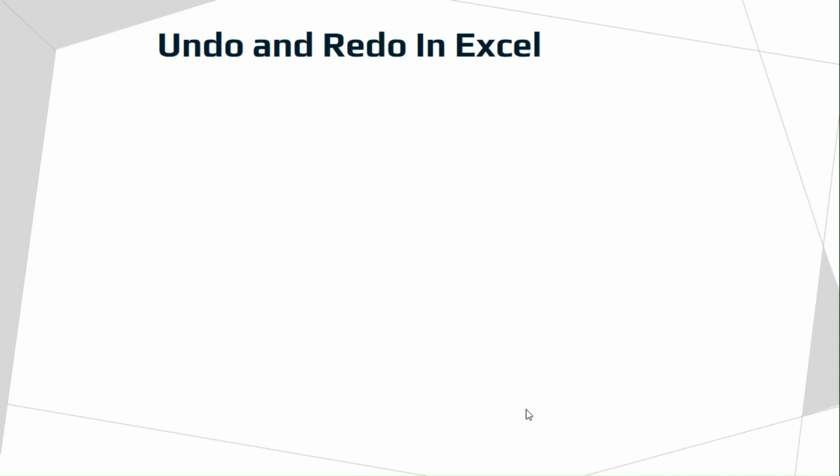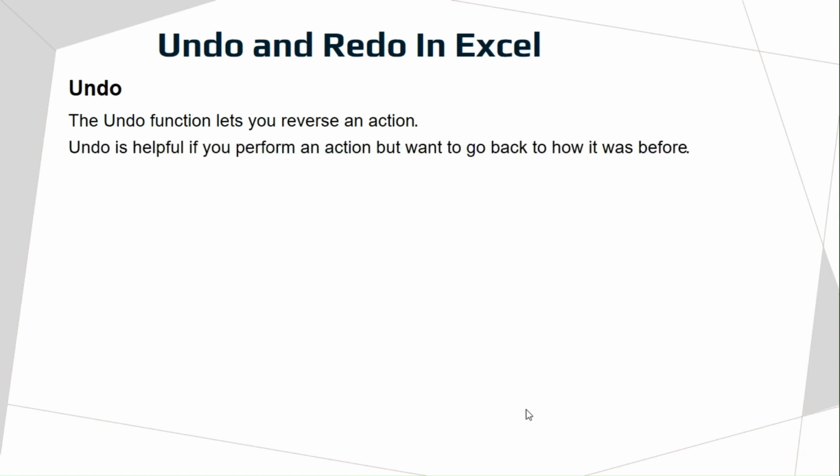For this lesson, we'll be discussing undo and redo in Excel. We'll start with undo. The undo function lets you reverse an action. Undo is helpful if you perform an action but want to go back to how it was before.